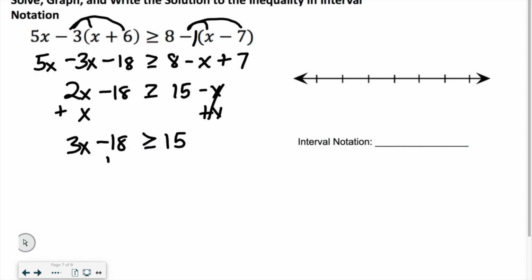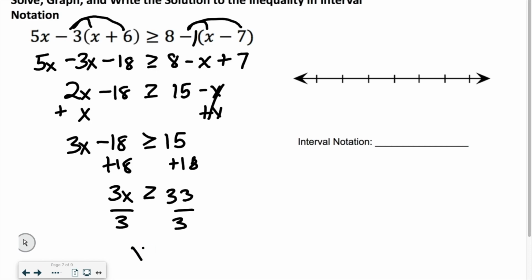Then we add 18 to the other side so that we keep our numbers with our numbers. And this gives us 3x is greater than or equal to 33. Divide by 3. And you get x is greater than or equal to 11. So over here again, put your 11 down. This is 10, this is 9, 12, 13, 14, 15.